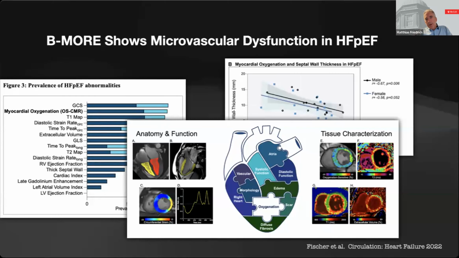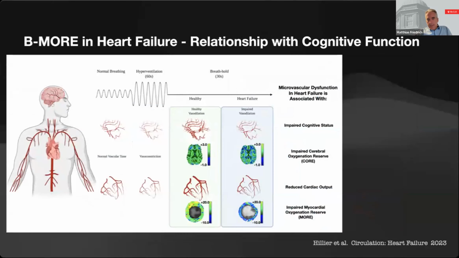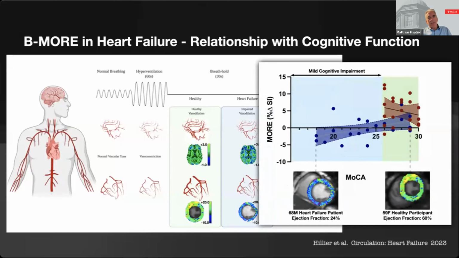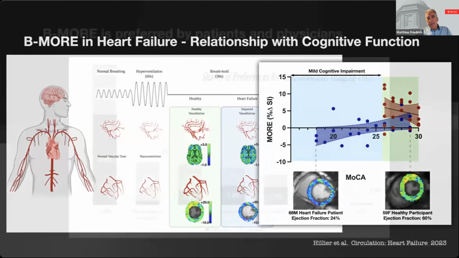Now, I want to briefly also mention that last week we published a paper. It was presented at last week's Journal Club that could draw a line between heart failure, specifically reduced cardiac output, and reduced cognitive function using this approach. So both sensitive imaging, in this case in the heart and the brain, with breathing maneuvers. And there was a clear message that depending on the cardiac output, cognitive function is associated with microvascular dysfunction in the brain and the heart.